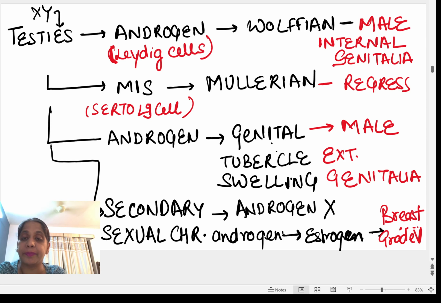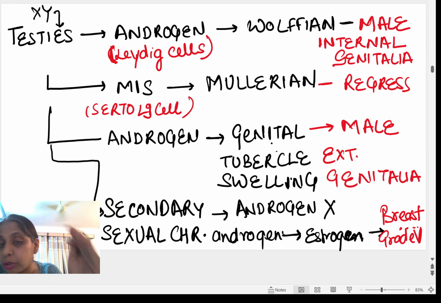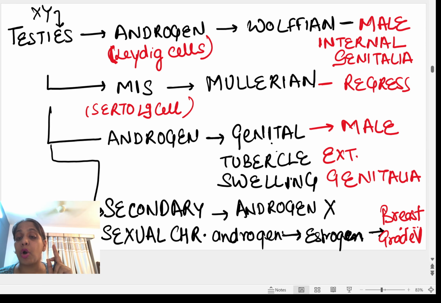Okay, now these androgens act on the Wolffian duct, and the Wolffian duct grows, and these androgens also act on the genital tubercle and swellings, and they form the male external genitalia. And these androgens also make the male secondary sexual characteristics.